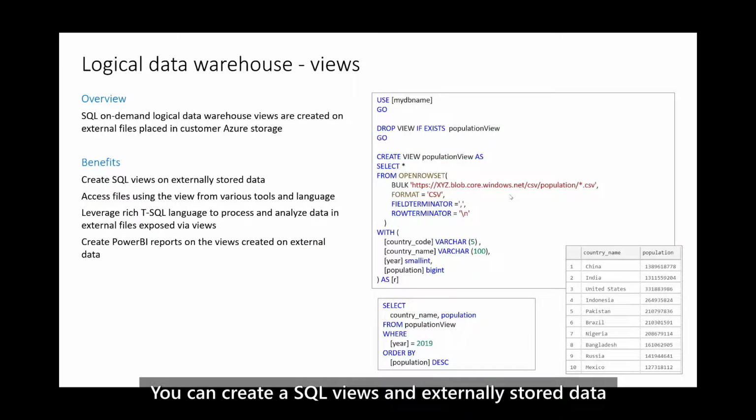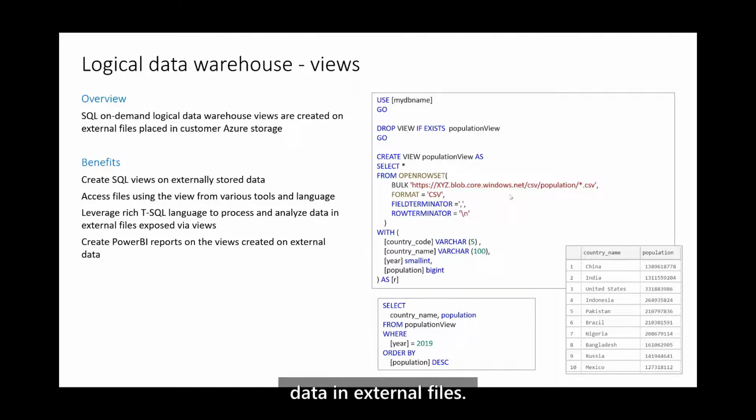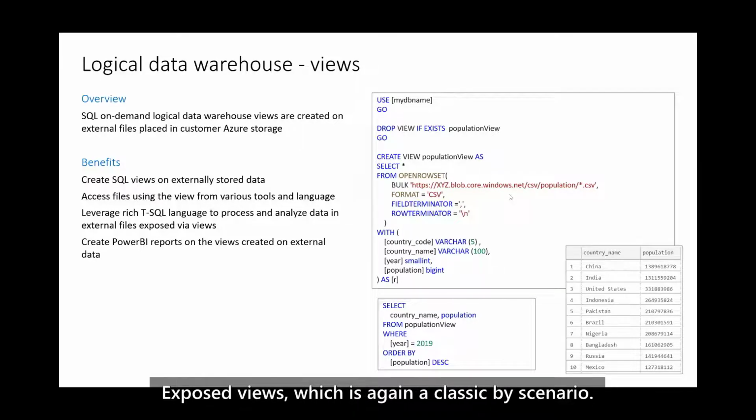You can create SQL views on externally stored data and then leverage T-SQL to process and analyze the data in external files exposed via views, which is again a classic BI scenario. You can then create Power BI reports on views created on external data, which, as we looked at in the scenarios, allows you to quickly make the insights available by hooking your Power BI or other BI tools on top of the views that you create over your external data.